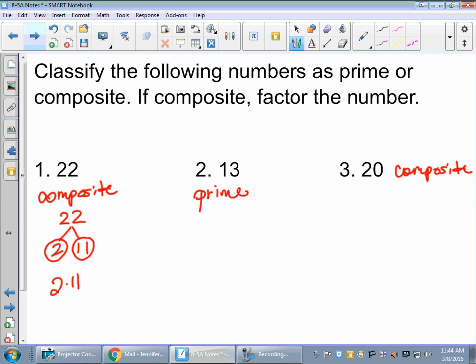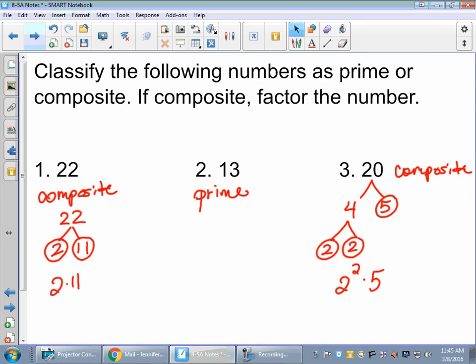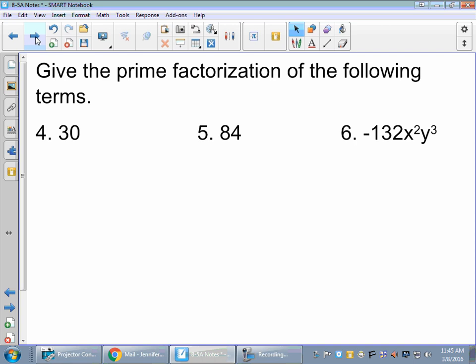And your trees may all look different. You could do a 2 times 10 tree. You could do a 4 times 5 tree. I'm going to do 4 and 5. 5 is prime. I just circle it so I remember it. And then 2 times 2. Sometimes with bigger numbers, we sort of lose one of those values. So by circling it, it kind of sticks out. So the prime factored form of 20 is 2 squared times 5. And you can check your answer by plugging in 2 squared times 5 on your calculator, and you should get 20. All right, moving on.